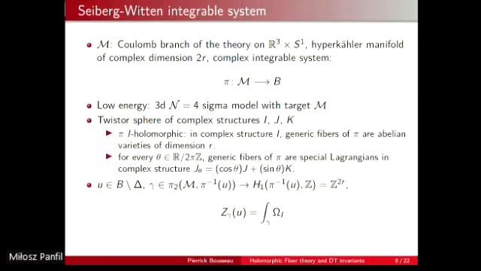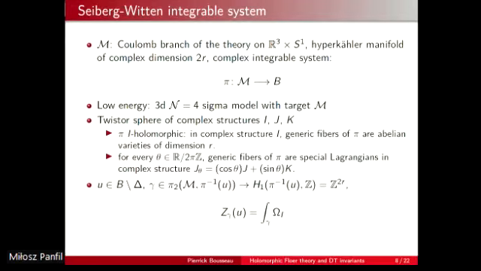And so you get a new moduli space of vacua M. And by supersymmetry, it is a hyperkähler manifold of complex dimension 2r. It has the structure of a complex integrable system. It has a natural map pi over this four-dimensional Coulomb branch B. And so physically, if the S^1 is very small, you get a three-dimensional theory, whose low energy is a three-dimensional sigma model with target this hyperkähler manifold.